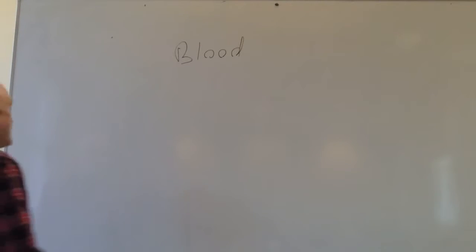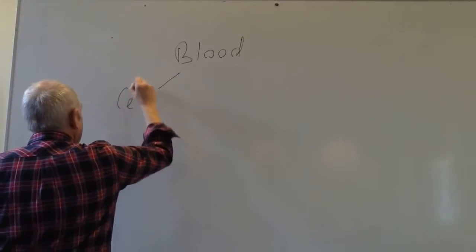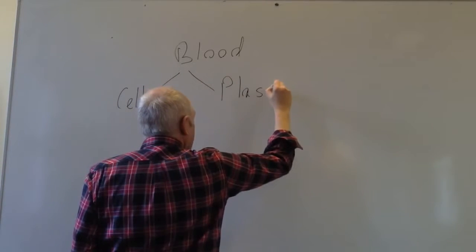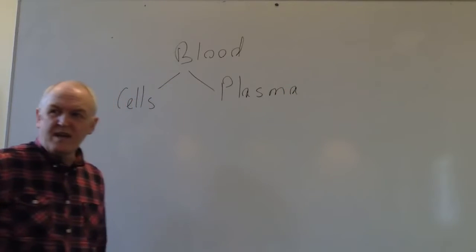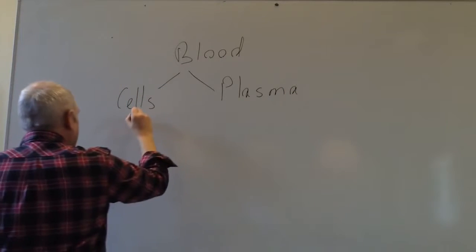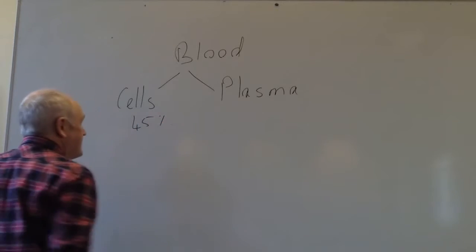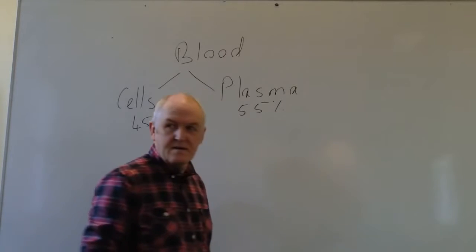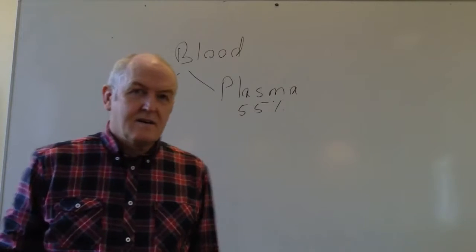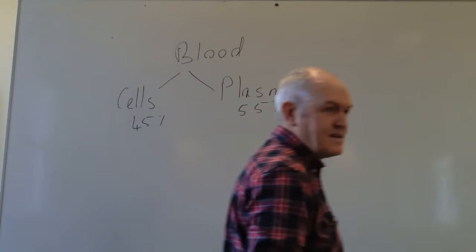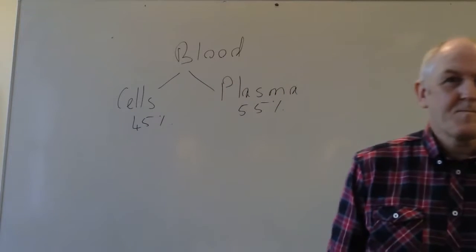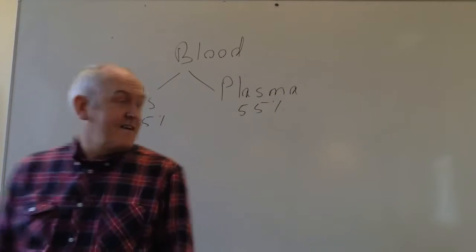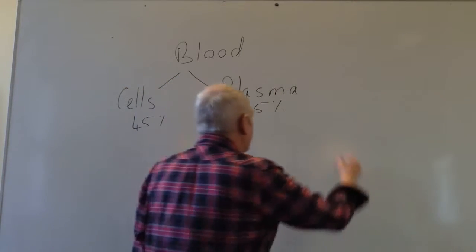But today we want to notice that blood is composed of cells and plasma. And normally it's around about 45% cells and about 55% plasma. And the plasma, of course, is the liquid part in which the cells float. And the plasma is mostly made up of water.